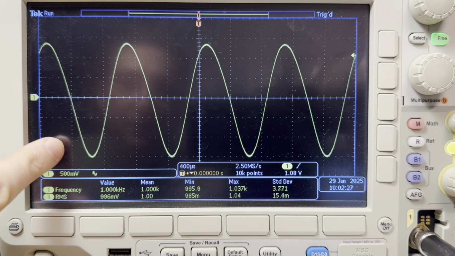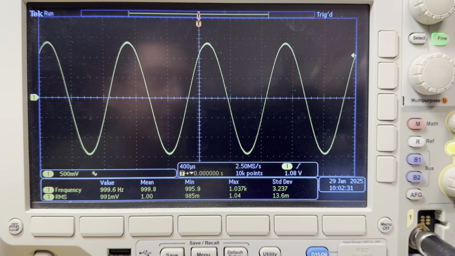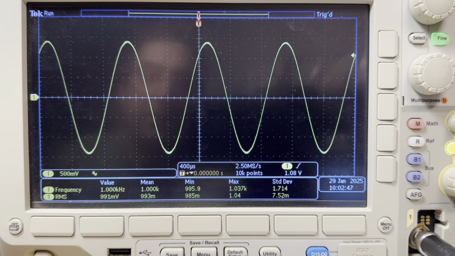Now, this is 10% distortion here. If we back it down another 10 dB, now we're looking at 3% distortion level. That's starting to look like a pretty good sine wave. If we take it down another 10 dB, this is 1% distortion. Now, you tell me if you can see that on an oscilloscope. I don't think I could see that on an oscilloscope.